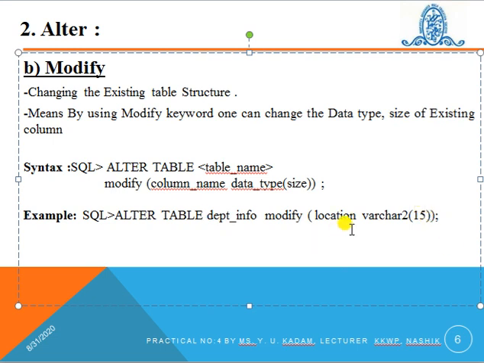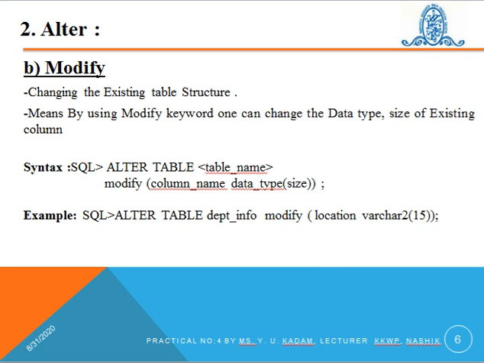It means here I am changing the column data type for the column location and changing the size for the column location. Previously it was different, and now I am assigning a new value to this location column by using the alter modify option. So this is the second command from DDL.